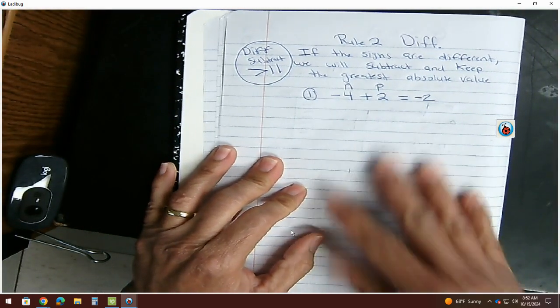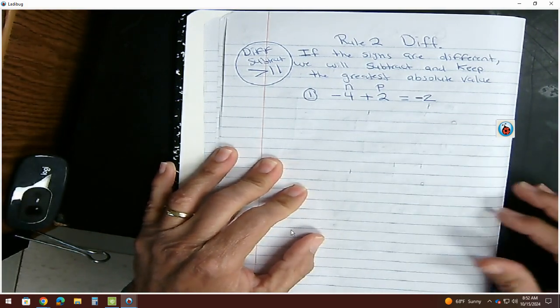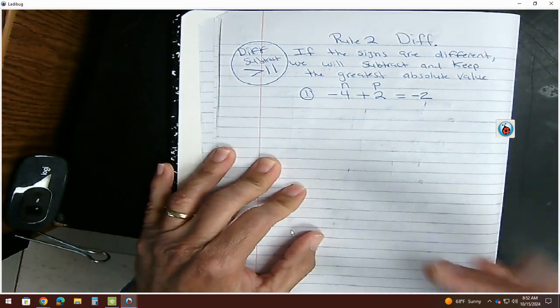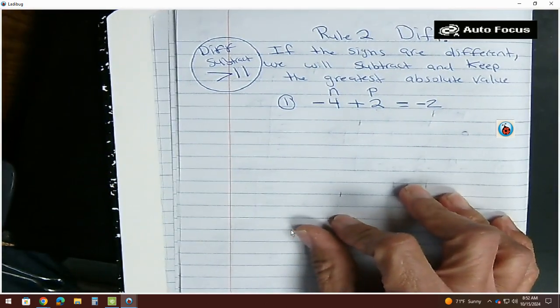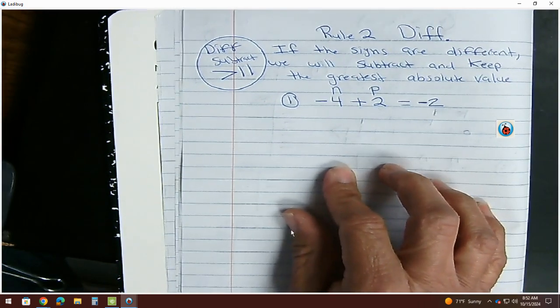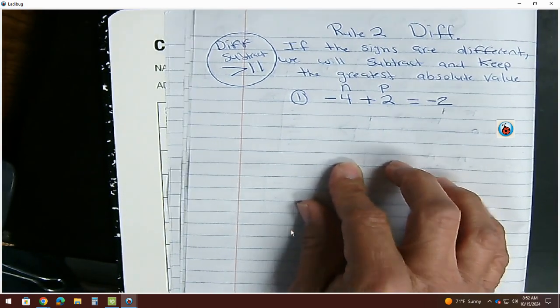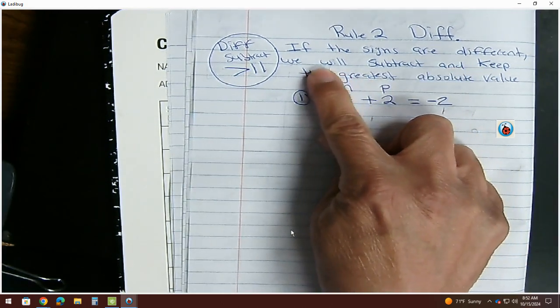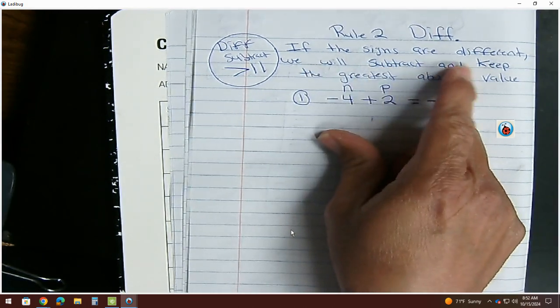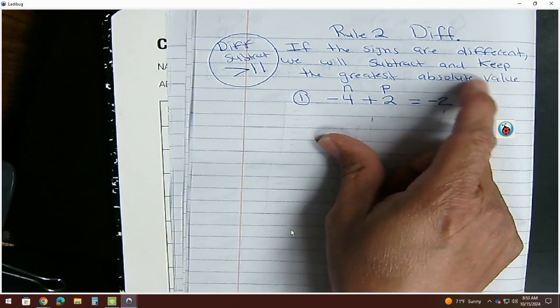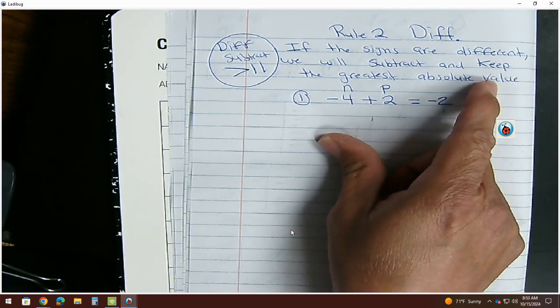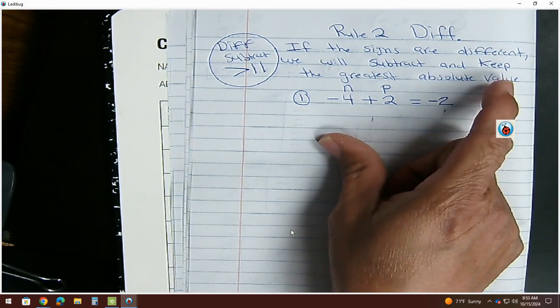I began rule number 2, but I did not explain. I did not draw a number line to justify and check if it makes sense. So I'm going to do those things today. Rule number 2 says if the signs are different, you will subtract, and you keep the one with the greatest absolute value. Absolute value is the distance from what number? Zero. Okay? So let me review that.